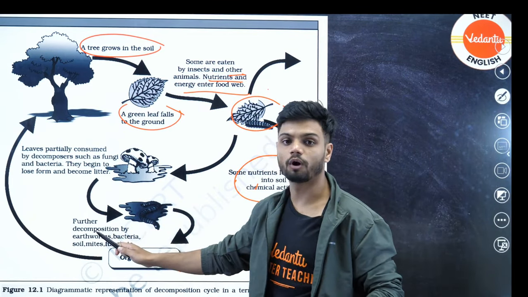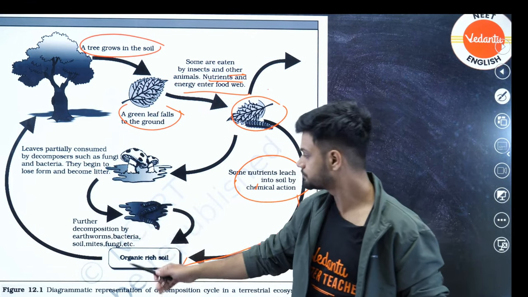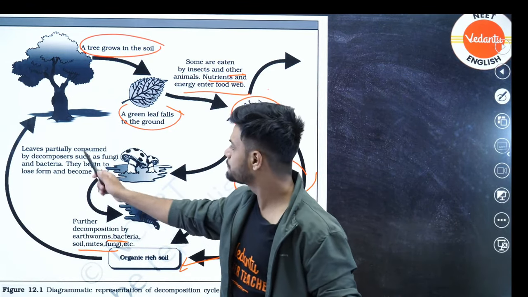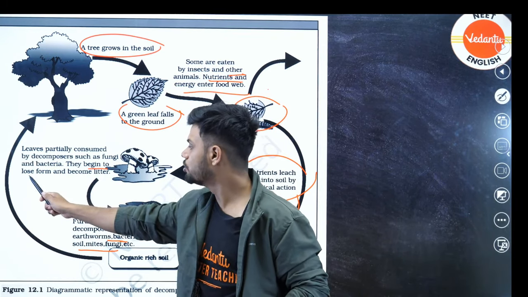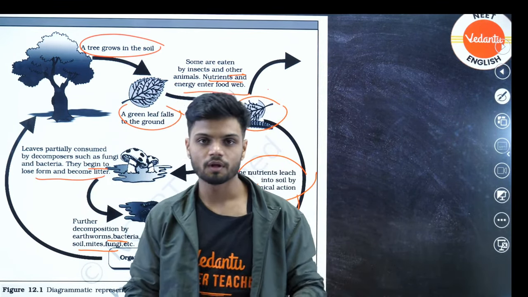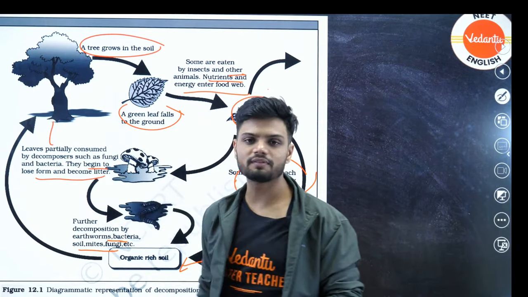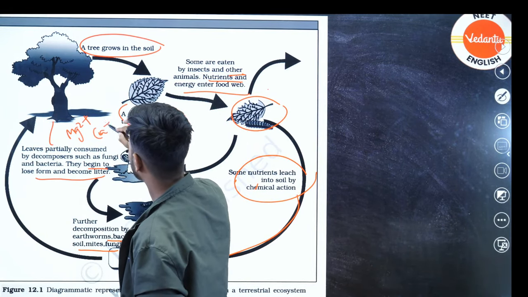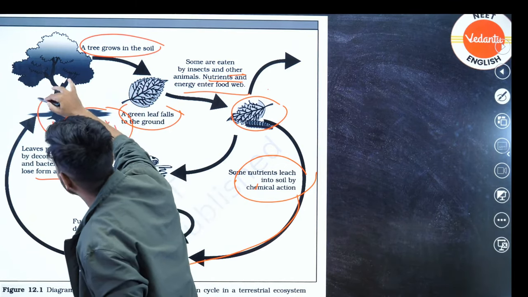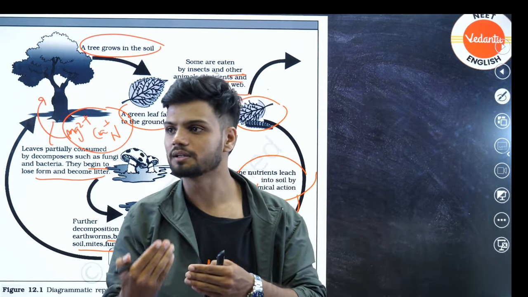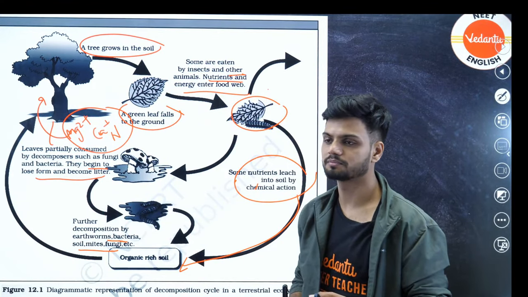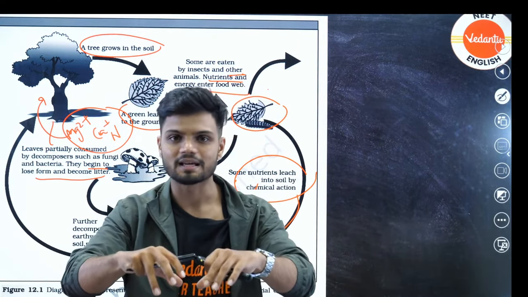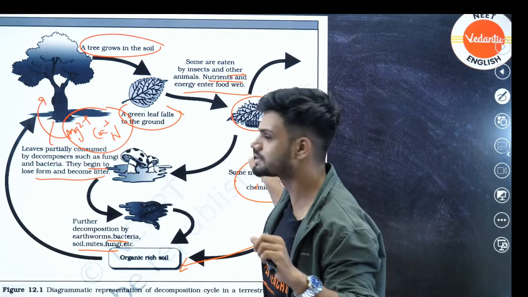Leaching. Then we have your catabolism. Further decomposition by earthworms, bacteria, fungi and mites. Then we have humification. Leaves partially consumed, decomposed by fungi, bacteria, they begin to lose their loose form and become lighter. Humification. Finally, we have your mineralization. Finally, we have the minerals here, like Mg2+, calcium and nitrogen. All these minerals are again taken up by the plant. And the plant is absorbing everything. And again, the cycle continues.